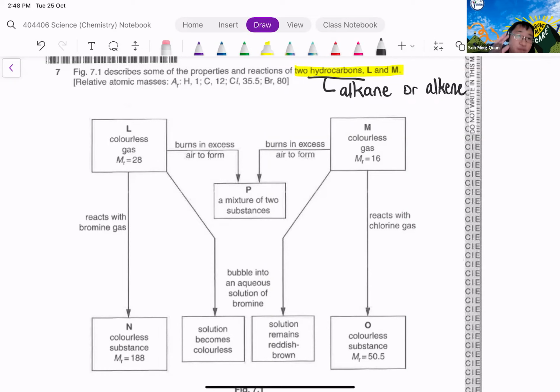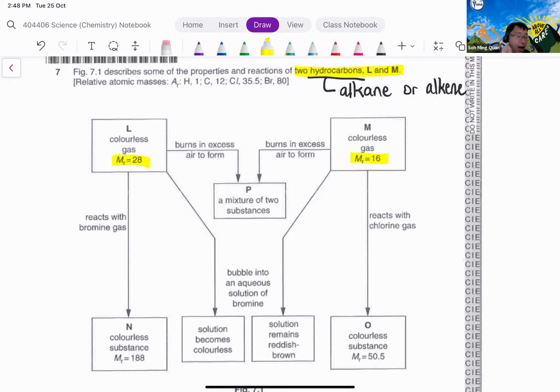Next, I'm not sure if you realize, in your syllabus for combined science, we can only test you alkanes and alkenes that have 1 to 4 carbons. That means we won't test you something that has more than 4 carbon atoms, okay? So this is important for this question because what you're given is the MRs of L and M. So how do you know what compound are they?